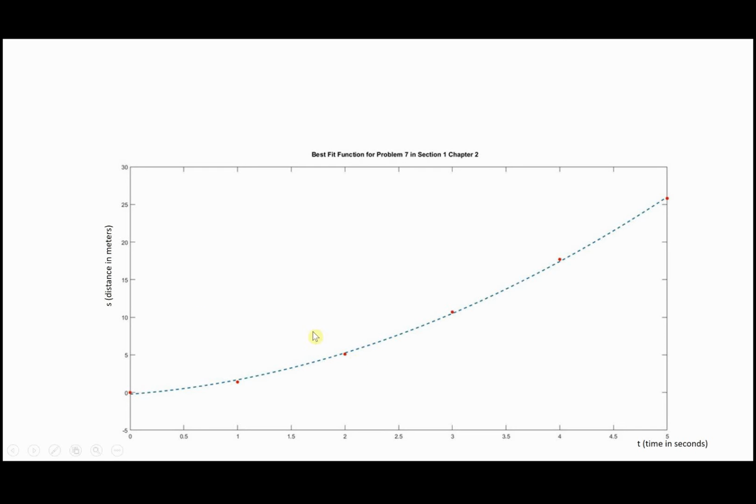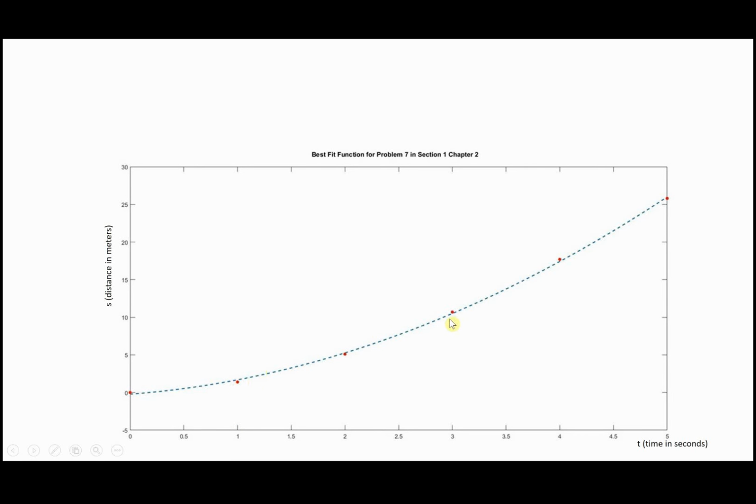So they gave us some values for distance and time in a table, and I've plotted these points. These are the little red points. And then I've kind of best fit this to a curve. This is the dotted curve right here. It kind of best fits the points. And what I'm going to be interested in is the instantaneous speed at t equal to 1.